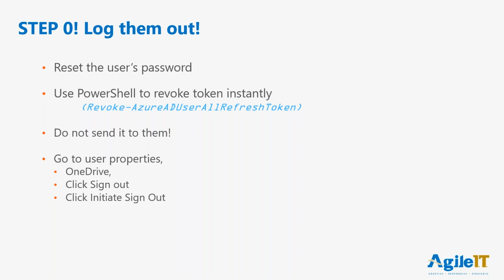The next thing you want to do is go to the user properties, click on OneDrive, click on sign them out, and then initiate the sign out. This will keep them from getting access to their OneDrive data. So let's see it. Let's do it. All right. Like I said, we're firing Megan.